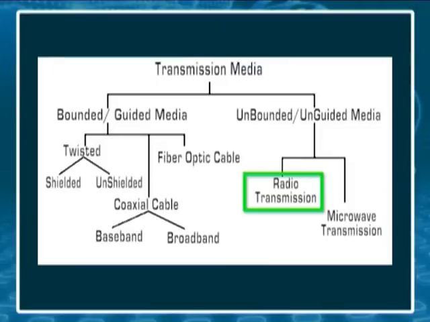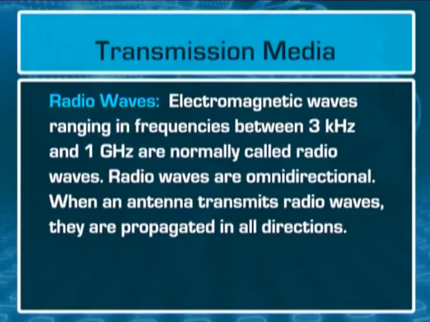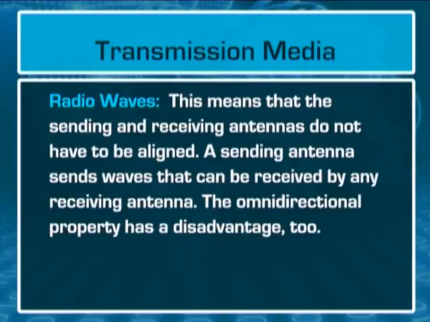Next is radio waves. Electromagnetic waves ranging in frequency between 3 kHz and 1 GHz are normally called radio waves. Radio waves are omnidirectional. When an antenna transmits radio waves, they are propagated in all directions. This means that the sending and receiving antennas do not have to be aligned. A sending antenna sends waves that can be received by any receiving antenna.